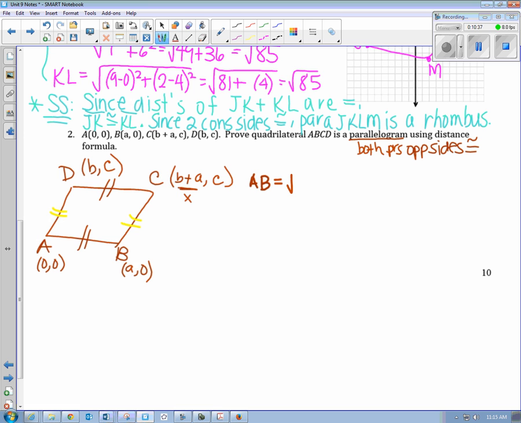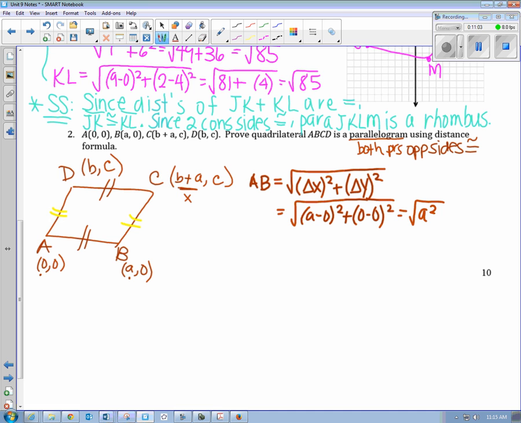So in this particular question, the length of AB, I'm going to use distance formula. When I substitute in, it's the change in the x's. So that's going to be a minus 0. And then the change in the y's, which is 0 minus 0. Which means that I end up with the square root of a squared plus 0, which is the square root of a squared, which we know is just a. So the length of AB is a.